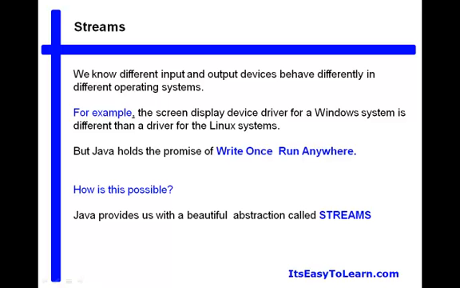But Java holds the promise of write once, run anywhere. That is, if you run your program in a Windows operating system and if you run the same program in a Linux operating system, whatever output is printed in the Windows environment, the same output will be printed in the Linux environment, regardless of the display device or the device driver. This is possible because Java provides us with a beautiful abstraction called streams.